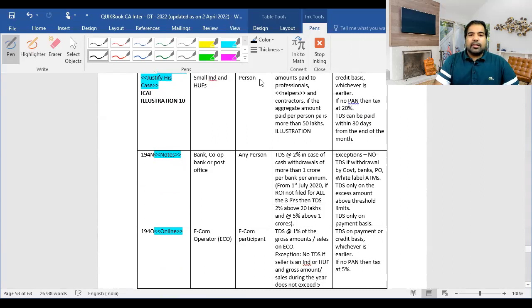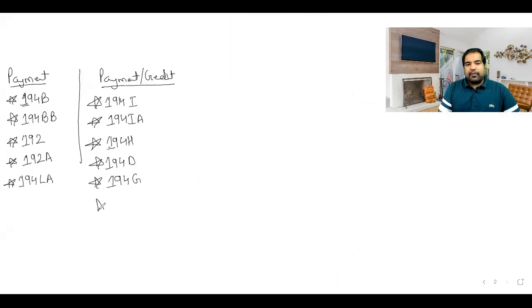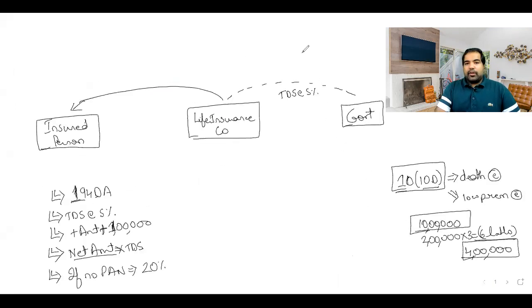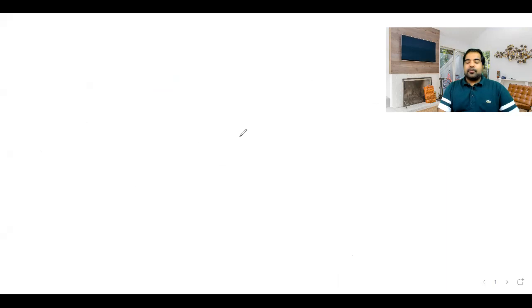Now getting to 2 more sections which are not related to anything, so I'm discussing them separately. Here we go, guys. But first, in our completed list, let's write 194DA, that is death amount received in case of life insurance. All right, going to the next one now, clearing this.